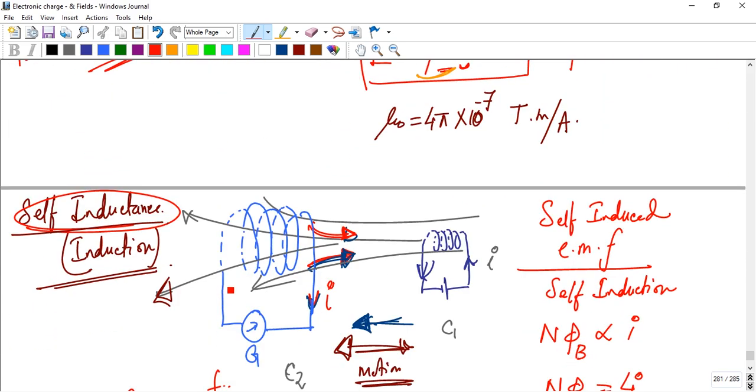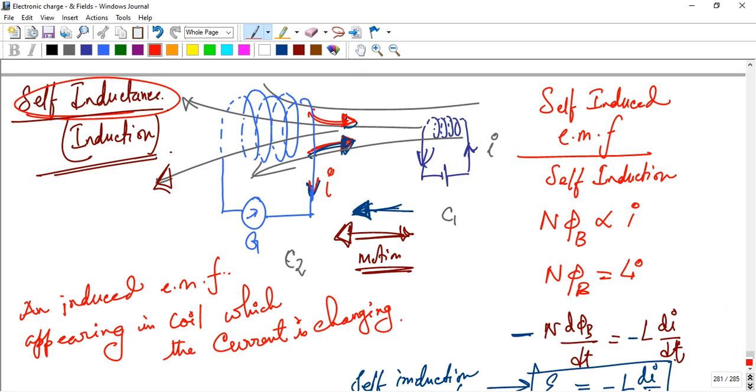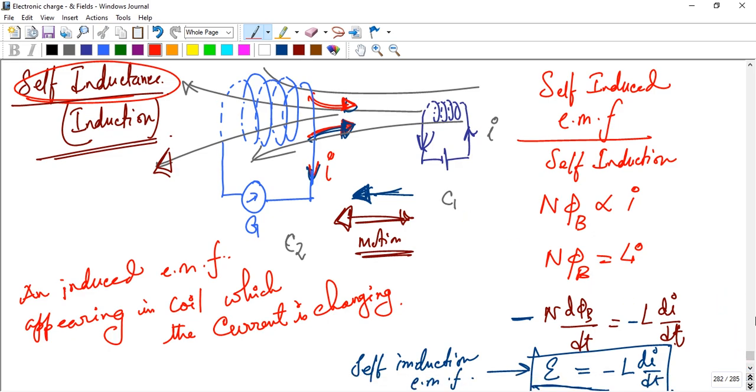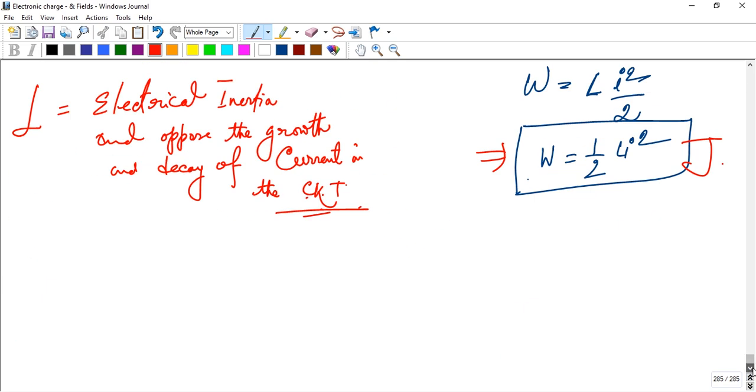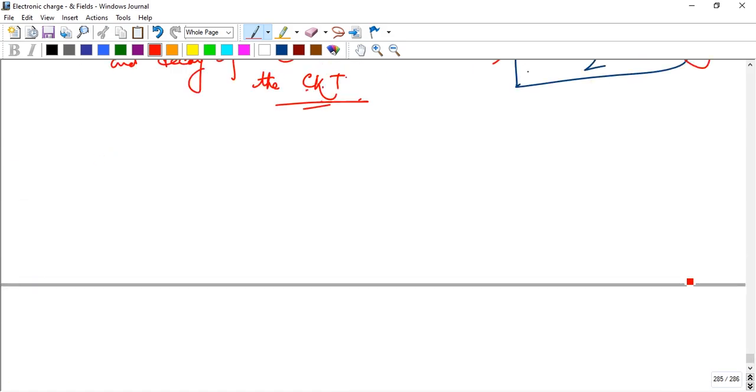Now we discuss what mutual inductance is. If there is a self inductance, obviously there is a mutual inductance. The name suggests there is more than one coil, obviously. Suppose we consider two coils.